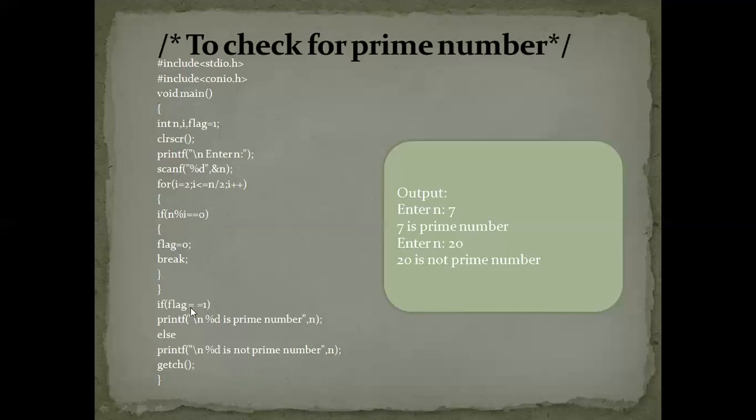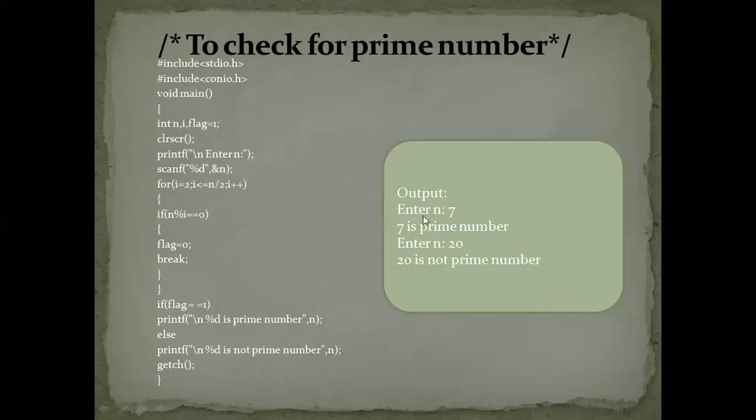Okay, so if flag is 1, then it is a prime number. It's very simple. If you're going to get the remainder as a 1, you're going to assign the flag bit to 1. Okay, so that is a prime number, or else it will be not a prime number. Understood? So in the output, 7 is a prime number and 20 is not a prime number.